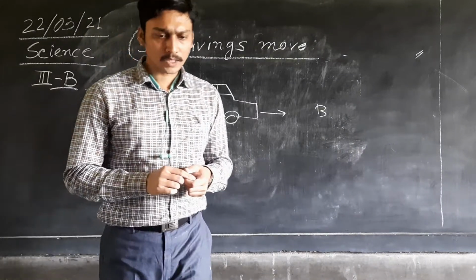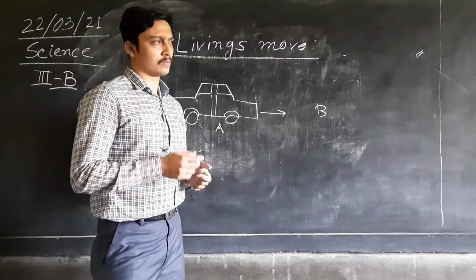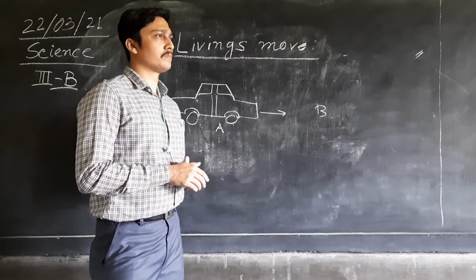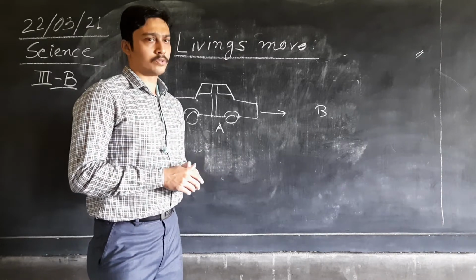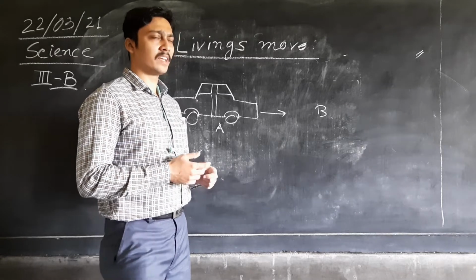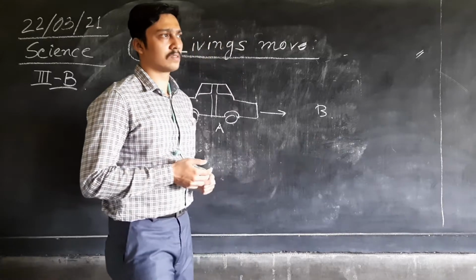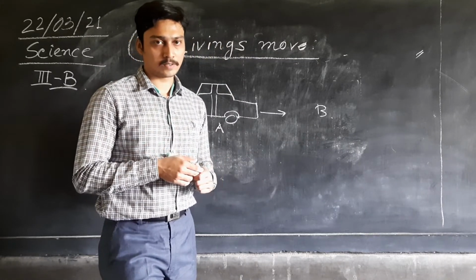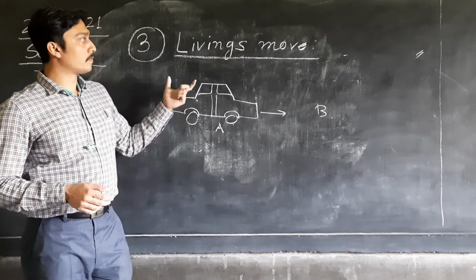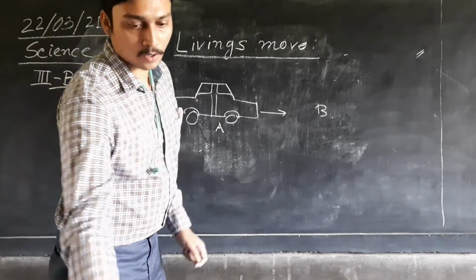Okay, there are many living things such as flies. They can fly, birds, mosquitoes, man, people, or many other animals can move from one place to another place. So here, living things can move is a characteristic.